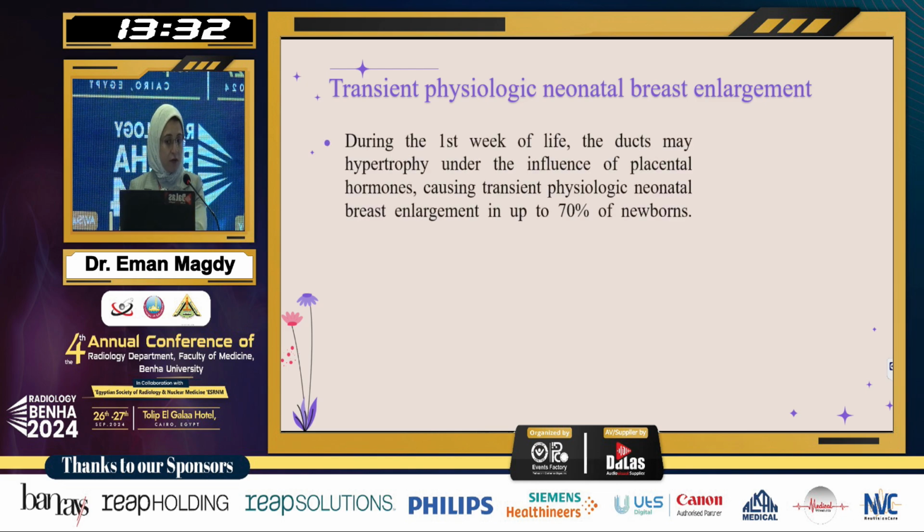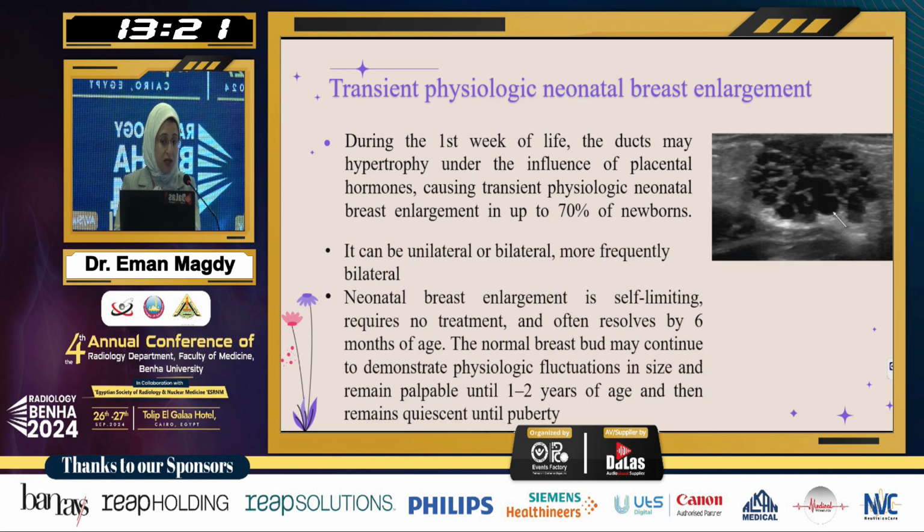During the first week of life, the ducts may hypertrophy under the influence of placental hormones, causing transient physiologic neonatal breast enlargement in up to 70% of newborns. It can be unilateral or bilateral, more frequently bilateral. Neonatal breast enlargement is self-limiting, requires no treatment, and often resolves by 6 months of age. The normal breast bud may continue to demonstrate physiologic fluctuation in size and remain palpable until 1 to 2 years of age, and remain quiescent until puberty.